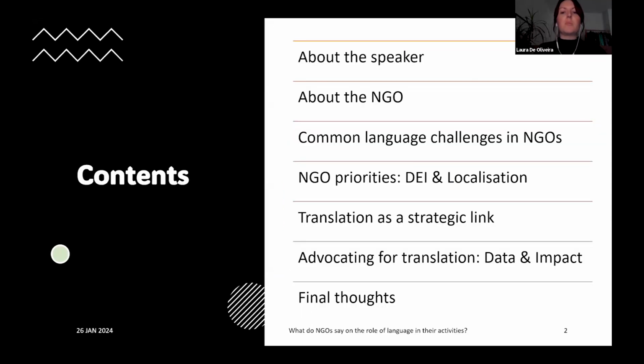So first, I'll talk briefly about my professional background, and I'll share a few words on Save the Children's international work before moving on to language challenges experienced by NGOs by and large. And we'll then look at current priorities, followed by thoughts on approaching translation as a strategic link. And I'll conclude with insight on advocating for translation among NGO senior leadership teams and decision makers before opening the floor to questions.